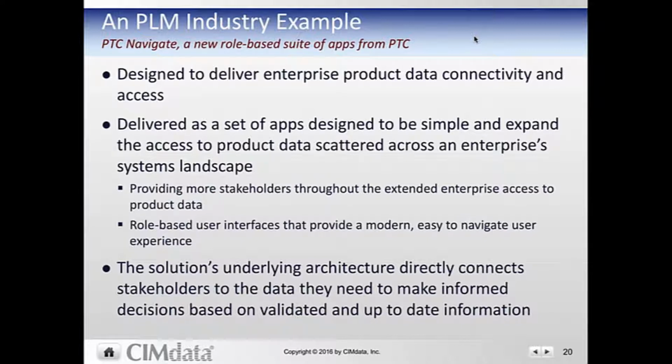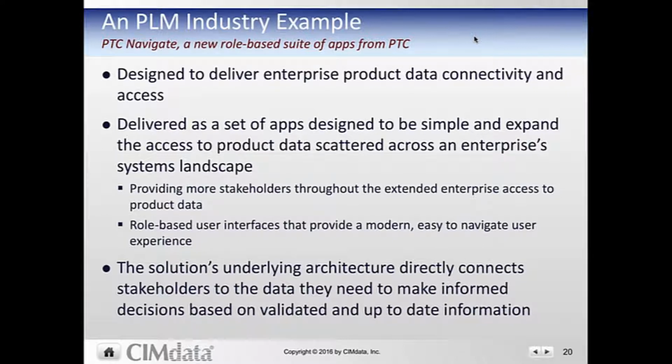And as we see it, it's designed to deliver this product data connectivity and access that's really critical for enterprise users. Again, not just engineering users, but enterprise users. And right now, it is our understanding, and again, Chris will spend some more time on this, it's a set of applications, and we're very happy to see that these have been designed to expand the access to product data that's scattered across the enterprise systems landscape, providing the stakeholders of product data throughout the extended enterprise access to it, of course, given the right security rights and other things.